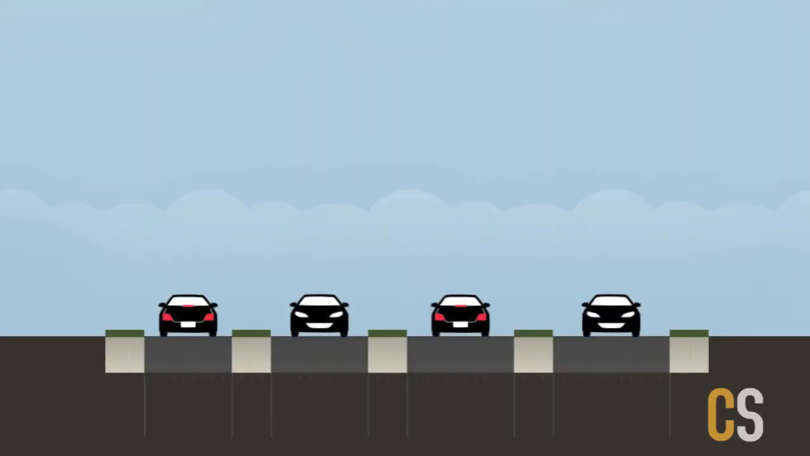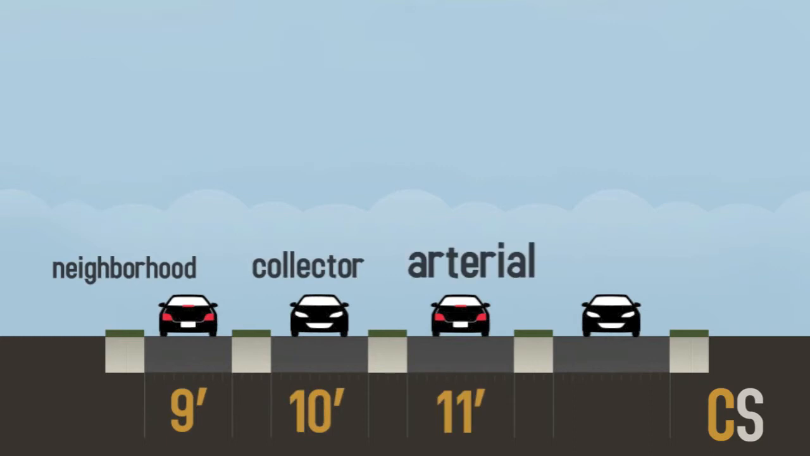There is a general consensus in the civil engineering and urban planning fields that there are 4 basic street classes. From smallest to largest, the classes are neighborhood streets, collectors, arterials, and freeways. Classes are usually defined by their lane width, as illustrated here.